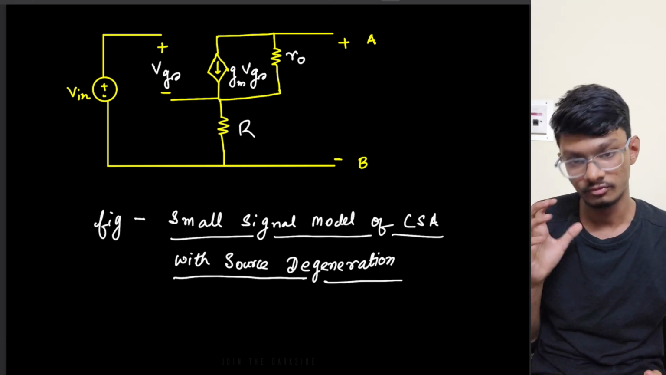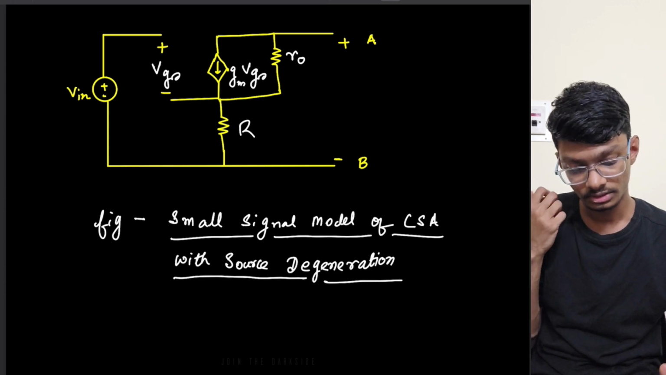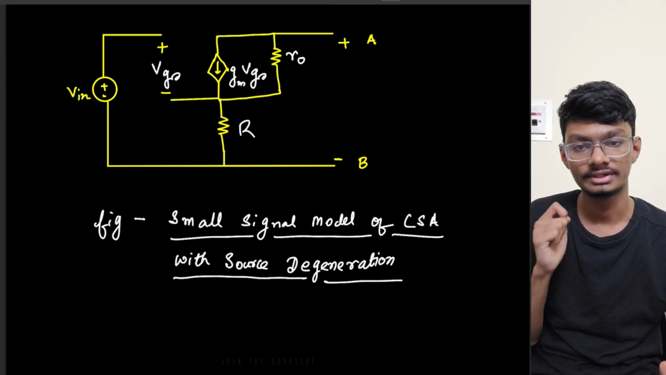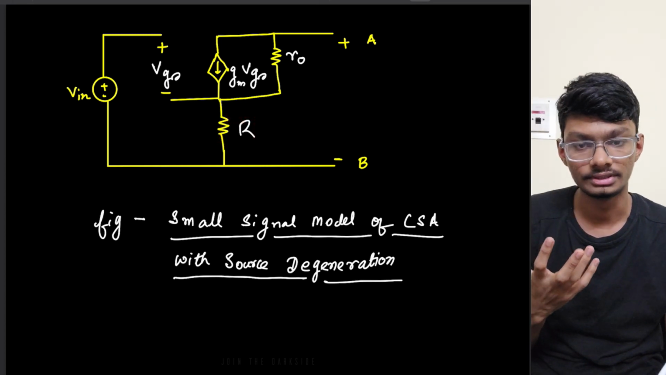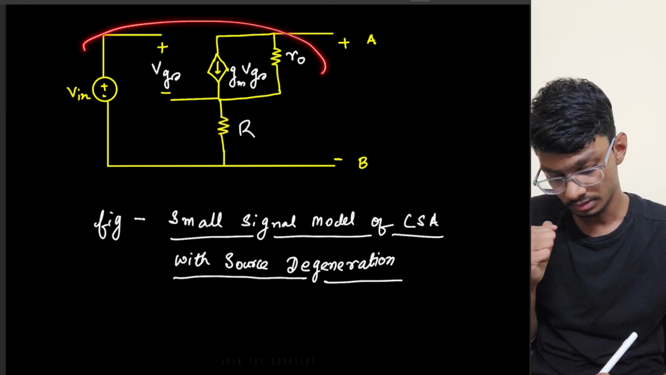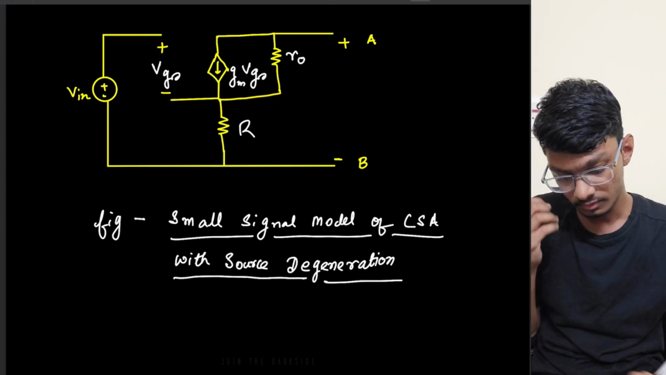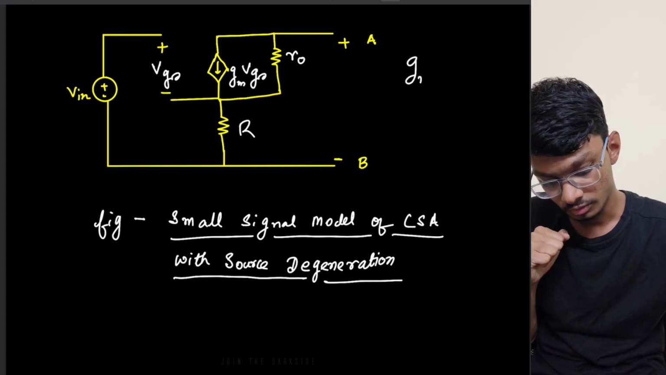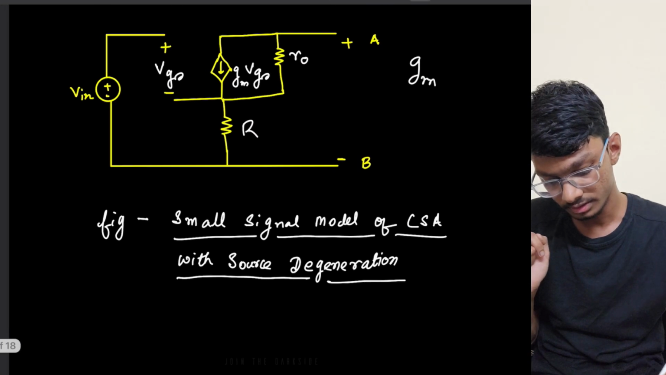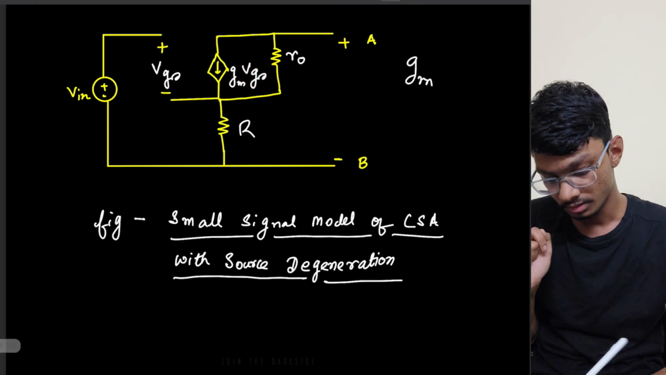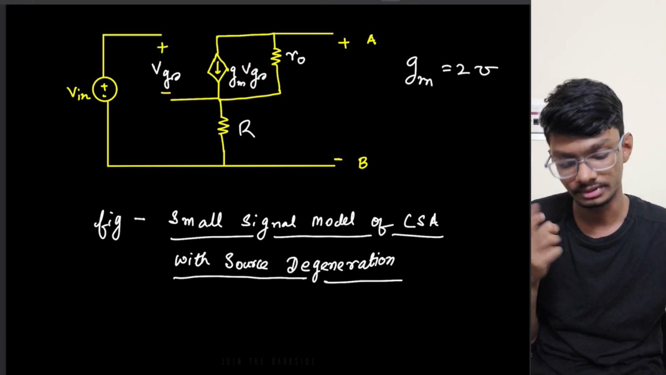Basically, if we observe this circuit carefully, it is a small signal model of a common source amplifier with source degeneration. This R is the degeneration resistance, and this is the small signal model of the common source amplifier. So what are the parameters? GM in our case, we can see, is 2, and this is the VGS. GM is 2 Siemens.